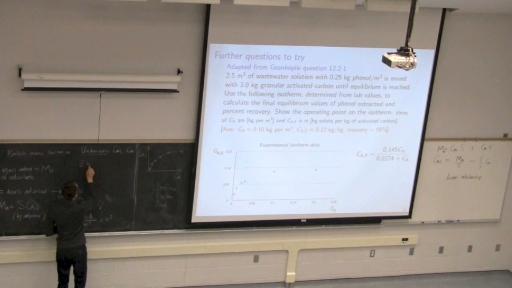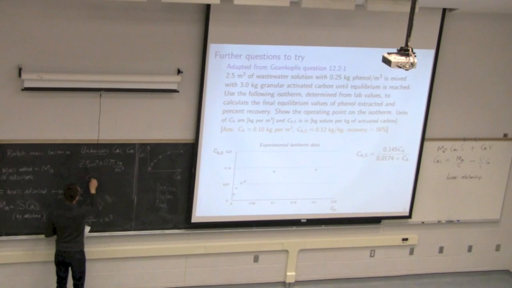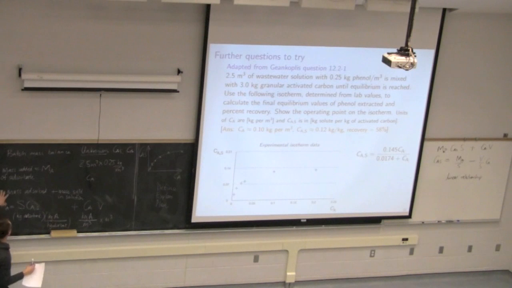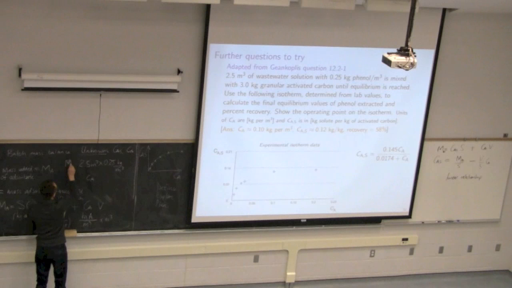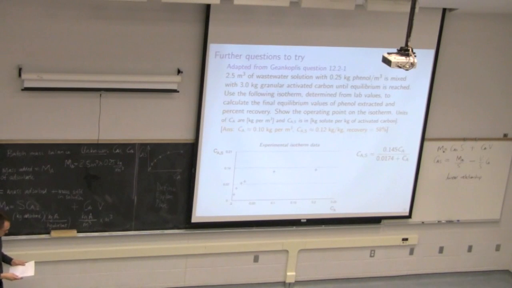What you should not do is multiply that 2.5 meters cubed times 0.25 kilograms per meter cubed and call that CA. Okay, that's not CA. That's simply what you're adding to the system initially: 2.5 meters cubed of wastewater with 0.25 kilograms of phenol per meter cubed. That's your inlet concentration, for sure. It's not CA. That's mass added, essentially. That is equal to MA. So MA, in fact, is equal to 2.5 times 0.25.